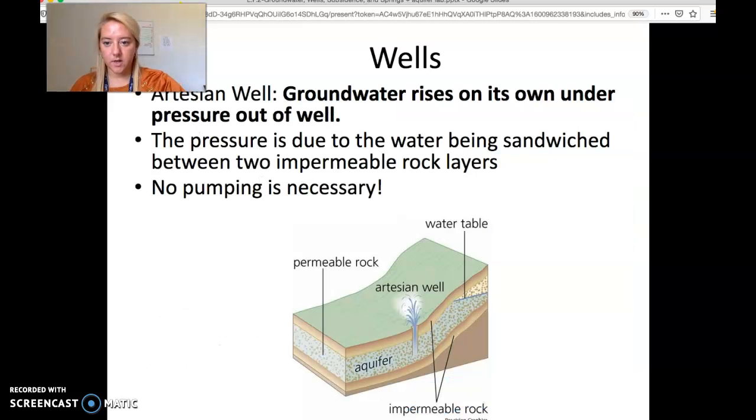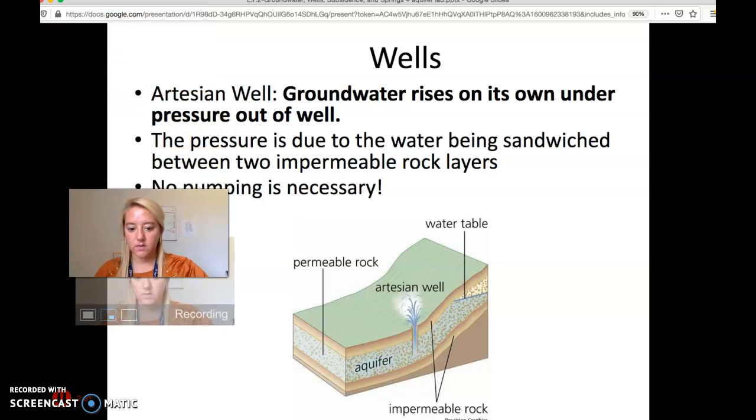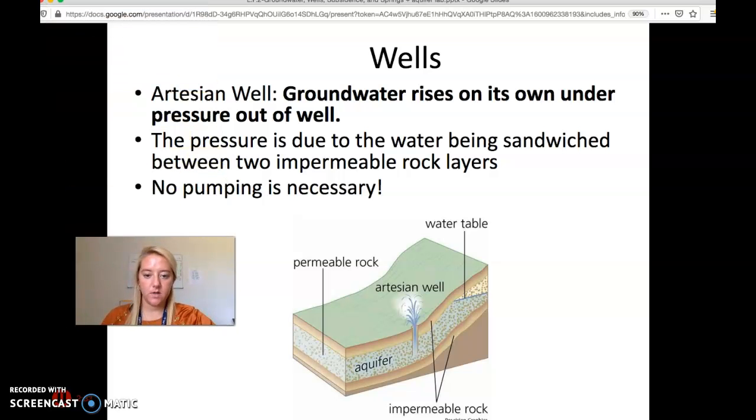We have a different type of well we call an artesian well. So this is kind of special. The groundwater rises on its own due to the pressure of the well. So typically this would be drilled into a low-lying area where the water table is well above it, so that regular pressure from just the water table decreasing is going to push the water out. Like I said, the pressure is due to the water being sandwiched between 2 impermeable rock layers as well. And no pumping is necessary.